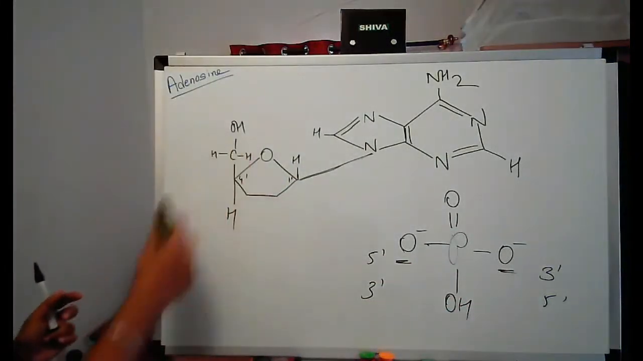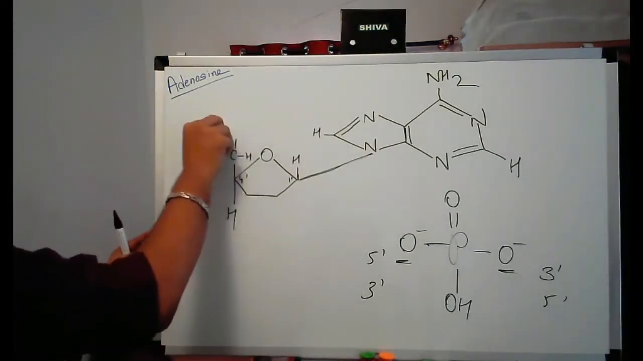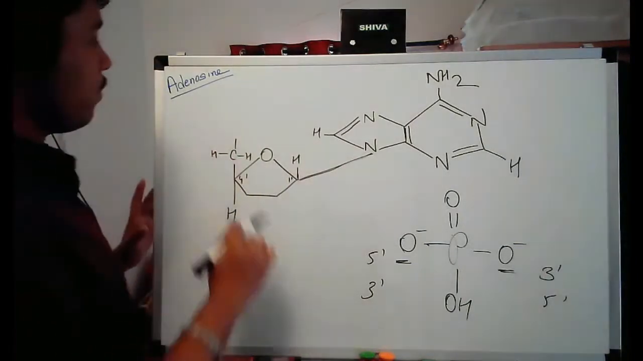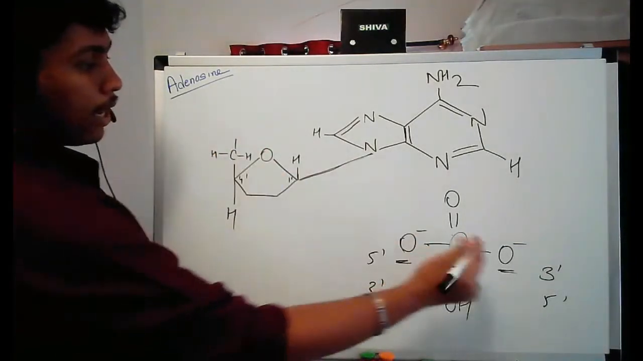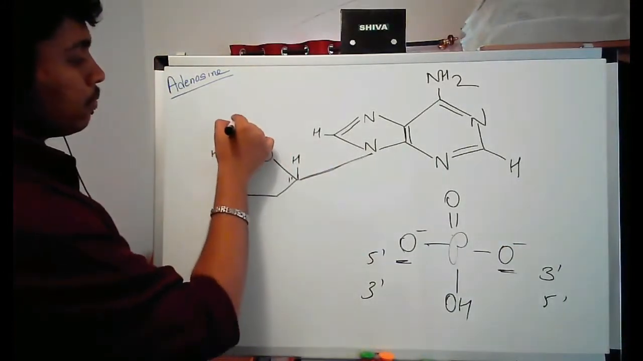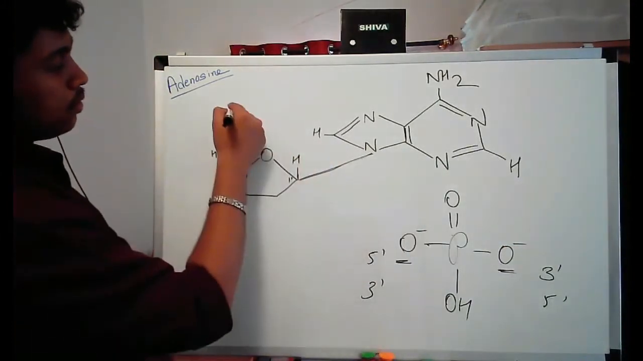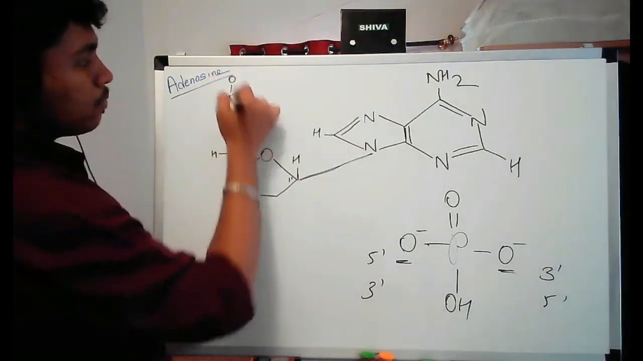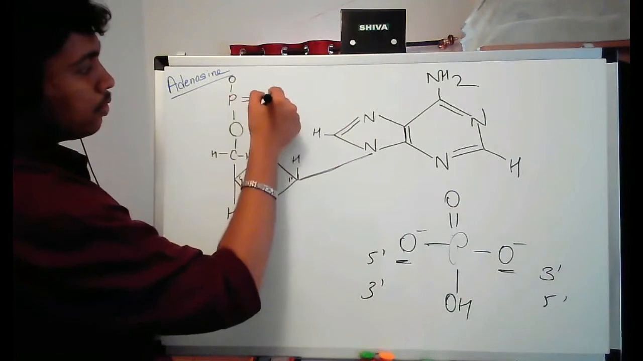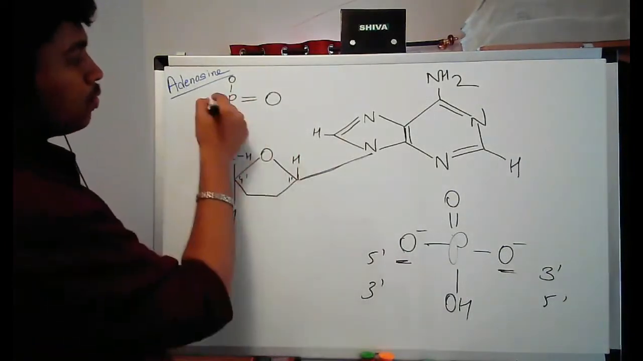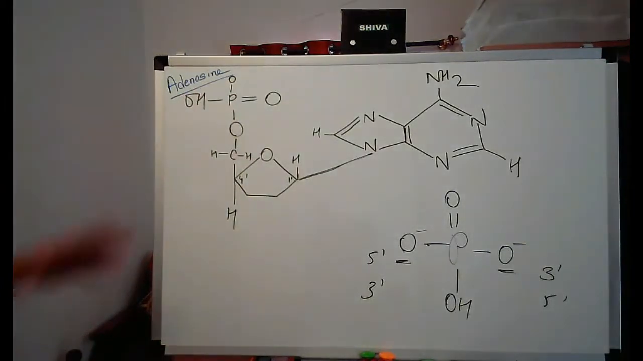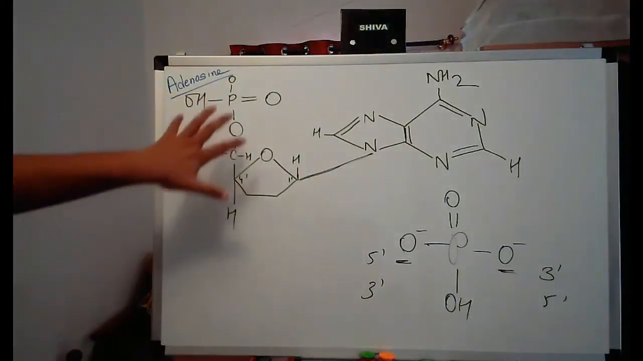Okay, one OH is taken away now, and one of the O will fit in over here. This is the P with this O up over here. This O will be over here, and this OH would be over here, and that's all. That's a nucleotide now.